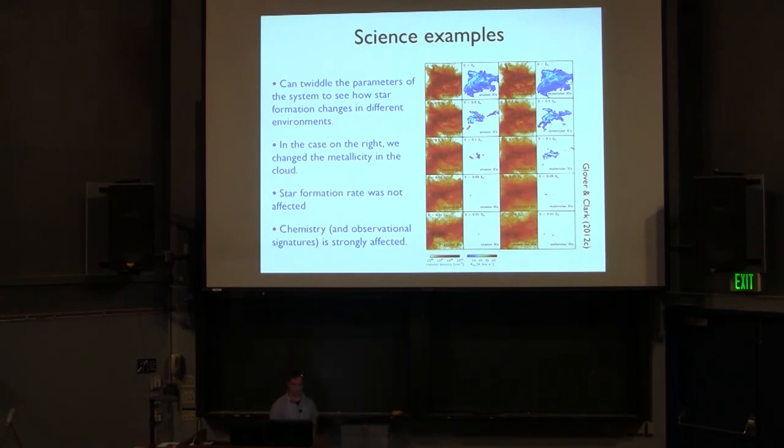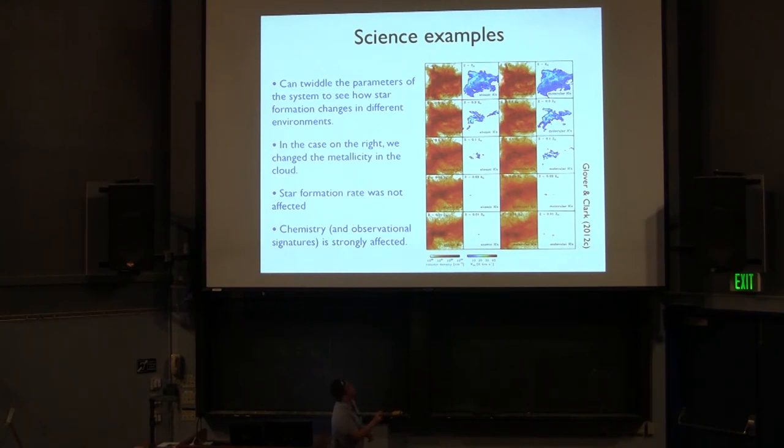For example, I showed this plot already in day one or so. Here we're twiddling the metallicity of the cloud and looking to see what was happening to the CO. So again, as we drop the metallicity, you have different amounts of photoelectric emission, there's different amounts of shielding in the cloud because you've also dropped your dust, and it affects the chemistry in different ways. Also, you have fewer species because you've reduced the amount of metals in the clouds. For this particular case, we found that the star formation rate in this cloud wasn't particularly changed.